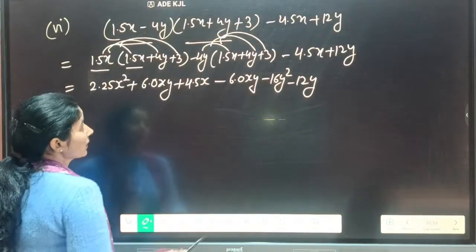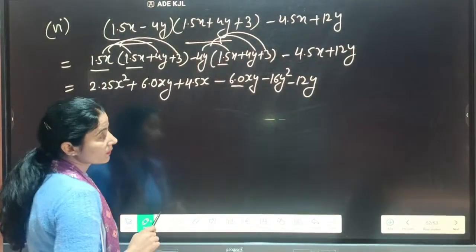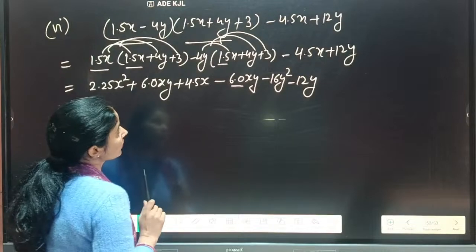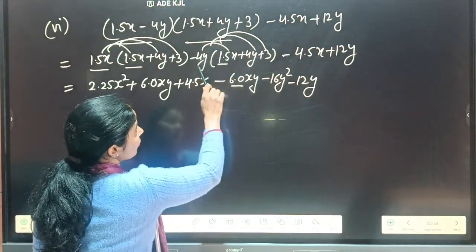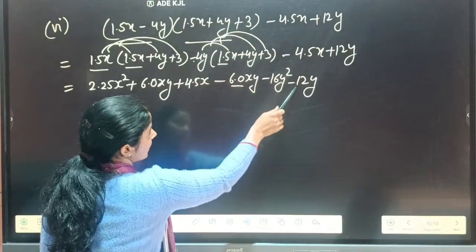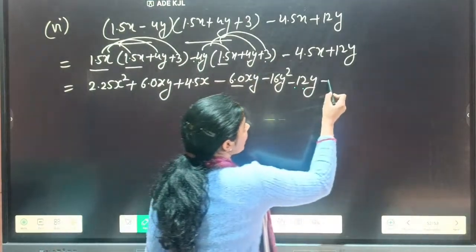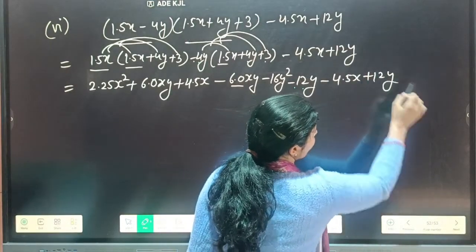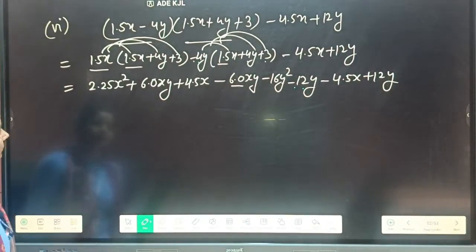You have to multiply this 4y with 1.5, that is 6.0xy, 15 fours are 60, and it will be 6.0xy, then minus plus minus 4 fours are 16, y and y square, then minus plus minus 4 threes are 12, and this y as it is, minus this 4.5x as it is plus 12y as it is. That last two terms you have to keep as it is.